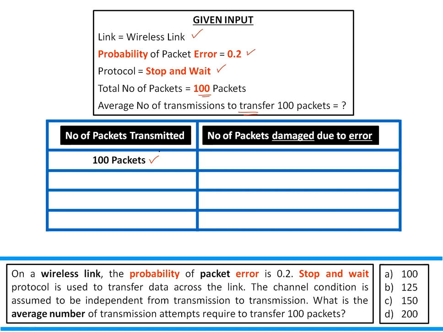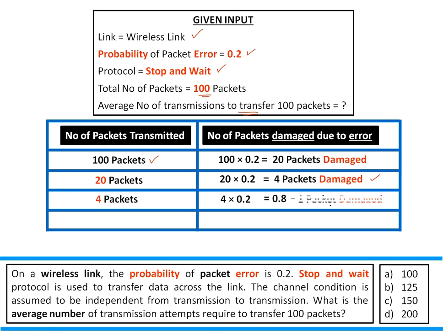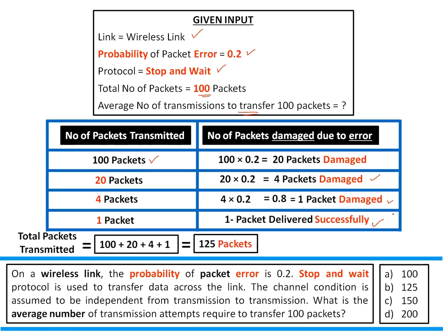So 0.2 failed. That means 20 packets lost or damaged, so 20 packets will be retransmitted. 20 into 0.2, that will be 4 packets damaged. Those 4 will be retransmitted. That will be 1 packet damaged. That 1 alone will be retransmitted. So altogether it will be 125 packets, guys. You have a separate formula in probability also, but I don't know the formula. I explained like this.